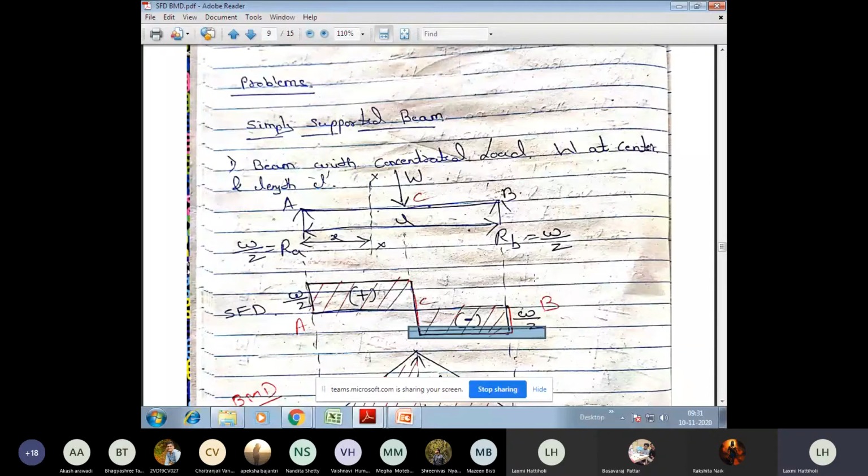Okay, so after writing this, you need to show this magnitude W by 2, W by 2, this is plus and this is minus. And A, C, B, this is how you're going to show SFD diagram. Is this understood to you? Yes? Yes, is this understood? Yes, ma'am. Everybody? Yes. Okay, fine.